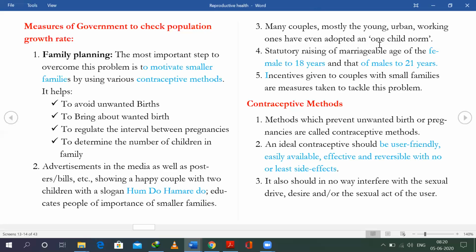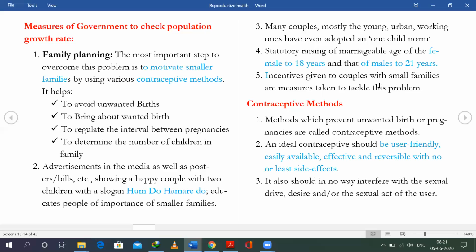And many couples, mostly young and urban working ones, have adopted one child. It's a wish of these people to have one child, right? But the government advertisement takes us to have the slogan, advertises to have two children. And people who are educated, people who make a conscious choice can also go for this one child, but it's not the policy of the government. It's the choice of the couple involved to have the number of children they require to have.